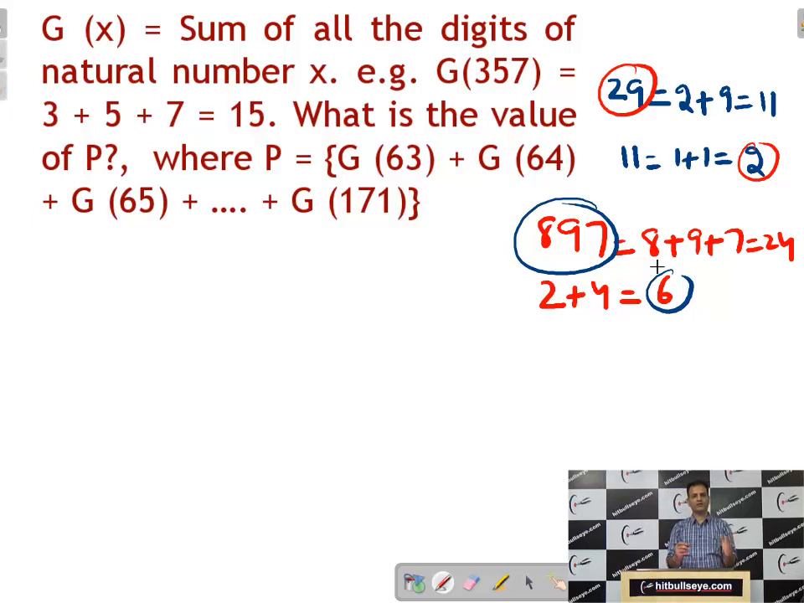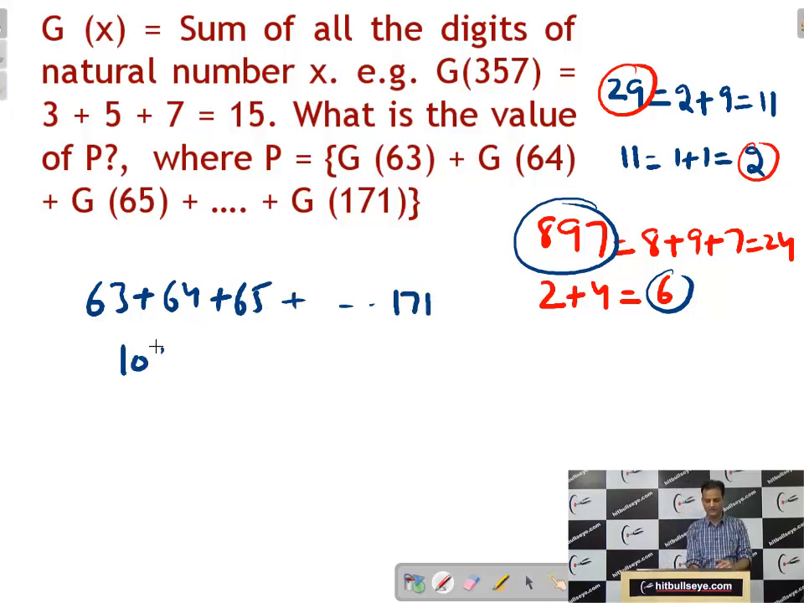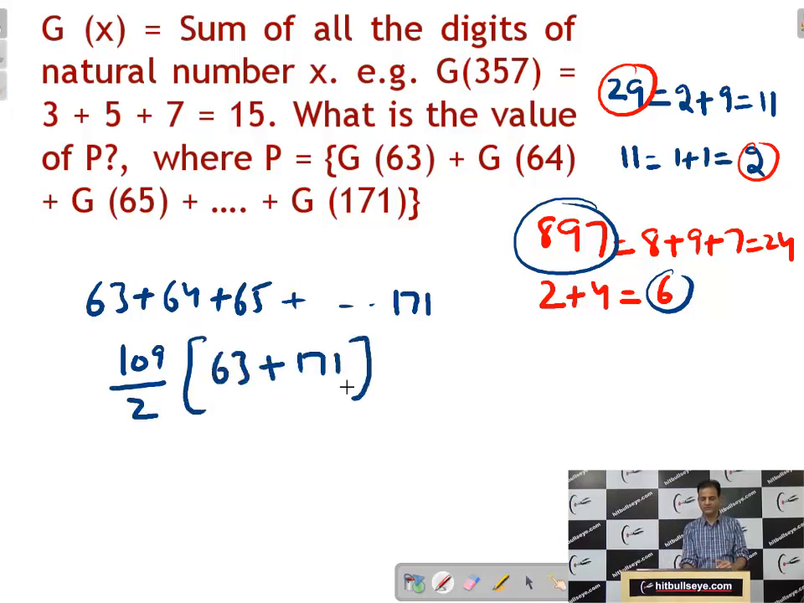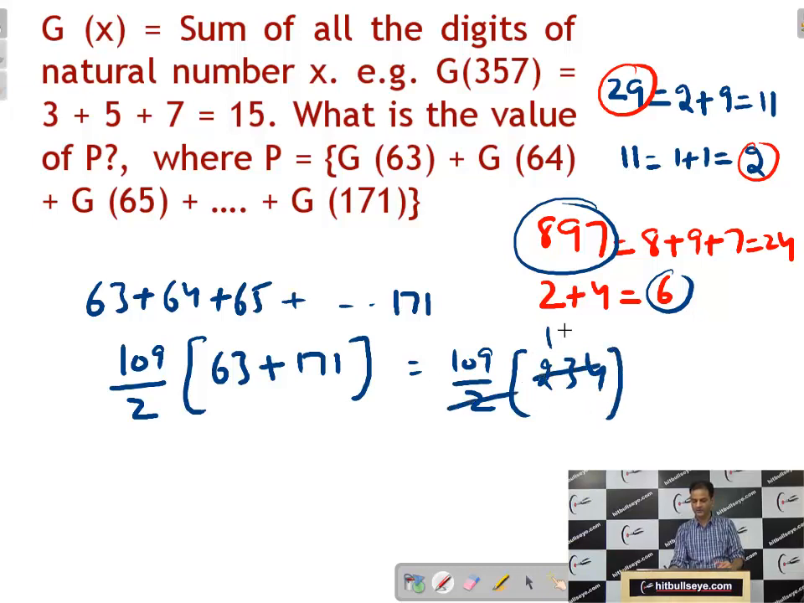So simply what we can do, students, here we can find the sum of the 63 plus 64 like we find in the arithmetic progression. So the series is 63 plus 64 plus 65 until 171. Now the total number of terms are 109, and n by 2 into first term plus last term will be the sum in AP, arithmetic progression. So it will be equal to 109 upon 2 into 63 plus 171, which is 234, and it will be 117.